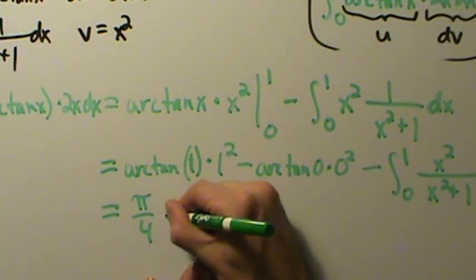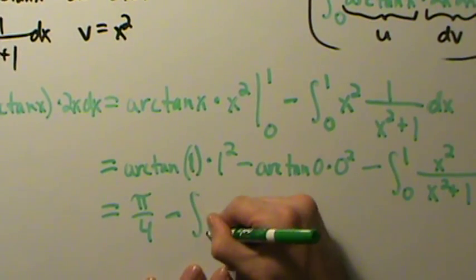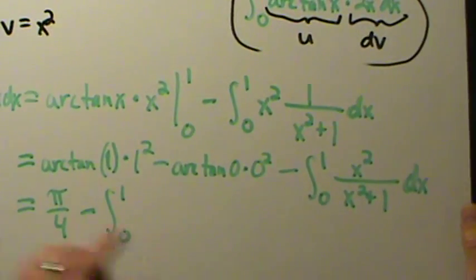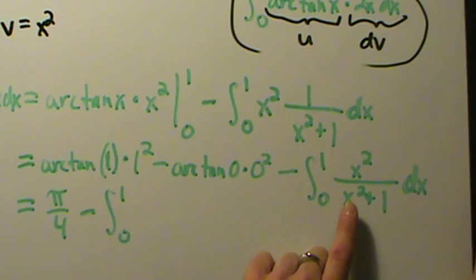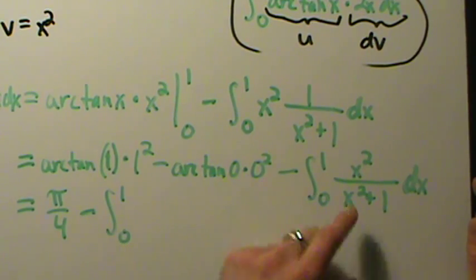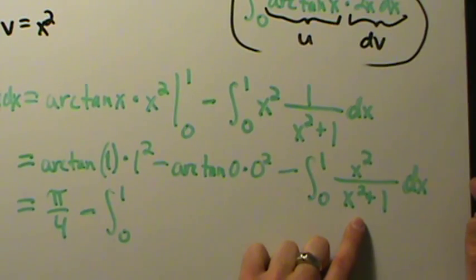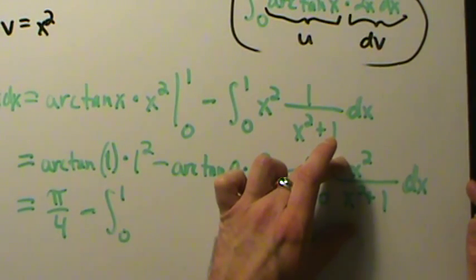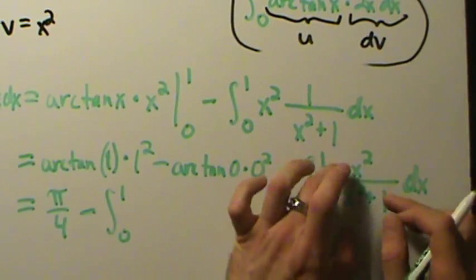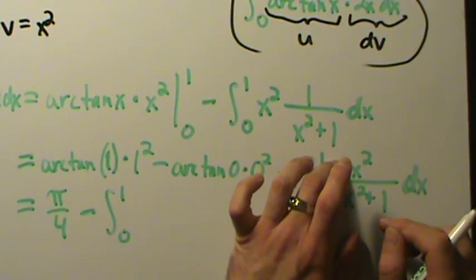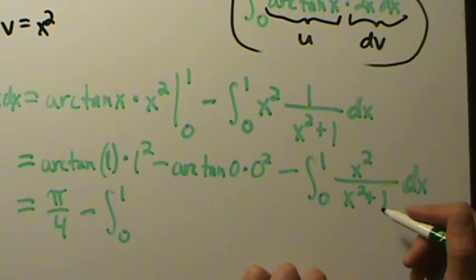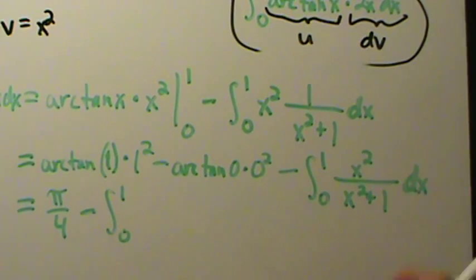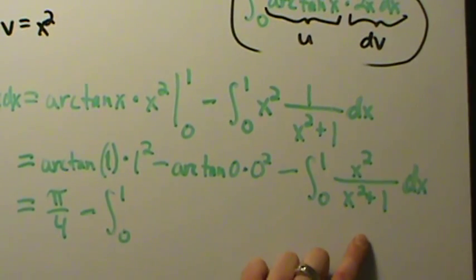And then what do we have going on over here? Well, this is minus the integral from 0 to 1 of x squared divided by x squared plus 1. There's a couple different ways to approach this. We can do a technique called partial fractions, which we haven't talked about yet, or polynomial long division, or there's a nice little shortcut for ones like this. So what do we have on top? x squared, and on the bottom is x squared plus 1.